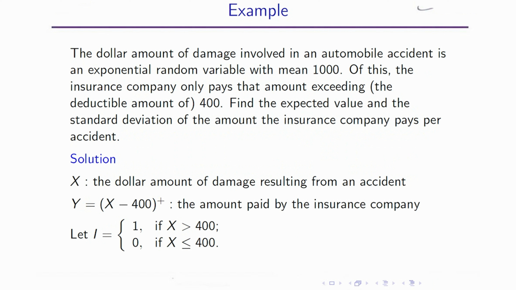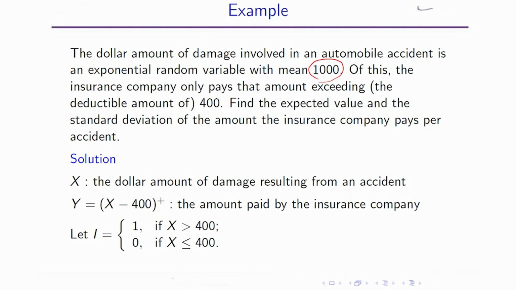Example: the dollar amount of damage involved in an automobile accident is an exponential random variable with mean 1,000. Of this, the insurance company only pays the amount exceeding the deductible amount of 400. Now we want to find the expected value and the standard deviation of the amount the insurance company pays per accident.